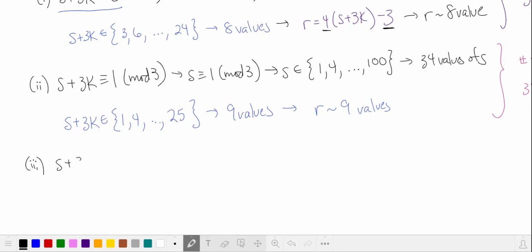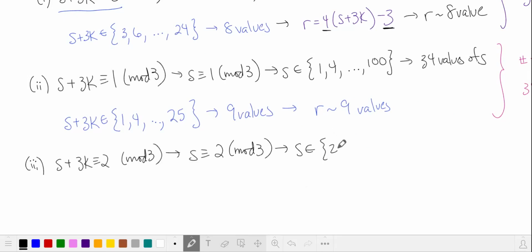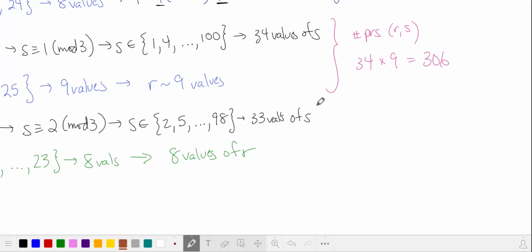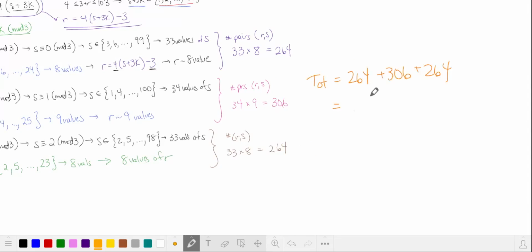Here's case 3. So s is all of the mod 2 residuals up to 98. This gives us 33 values of s. Calculating for r, we'll start with s plus 3k. These can only go up to 25, so these mod 2 residuals end at 23. 8 values of s plus 3k gives us 8 values of r. And we'll count case 3. 33 values of s with any of 8 values of r gives us 264 ordered pairs. Now we'll add these, and the answer is 834.